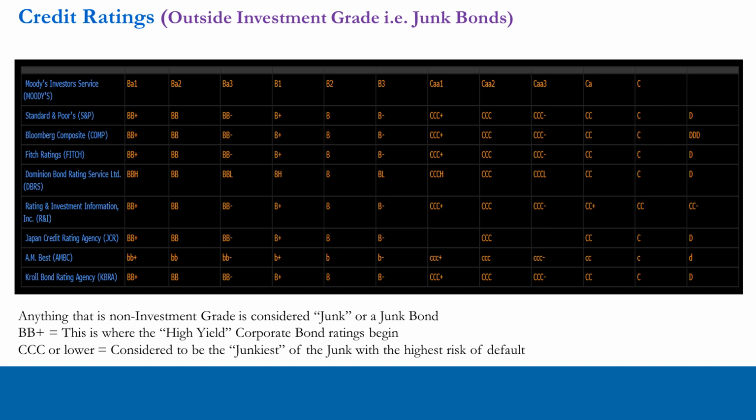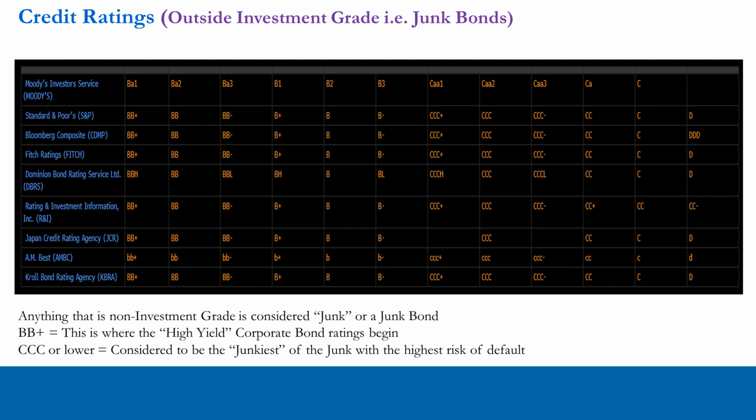Now we have our ranges pretty much from AAA to CCC, but CCC is basically considered to be the junkiest of the junk. So CCC and lower. Looking at CCC on the screen and to the right-hand side, CCC or lower is considered to be the junkiest of the junk with the highest risk of debt default. So what are these companies? These are companies that have, according to the ratings agencies, terrible fundamentals. So again, this is all pretty straightforward stuff to understand to this stage.